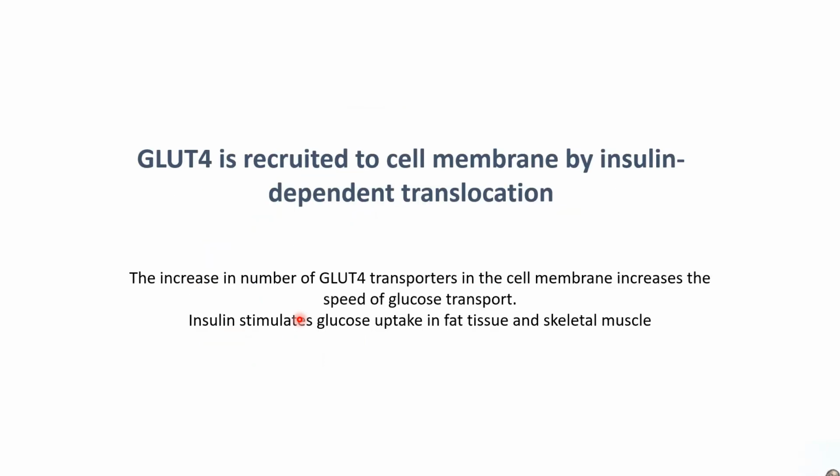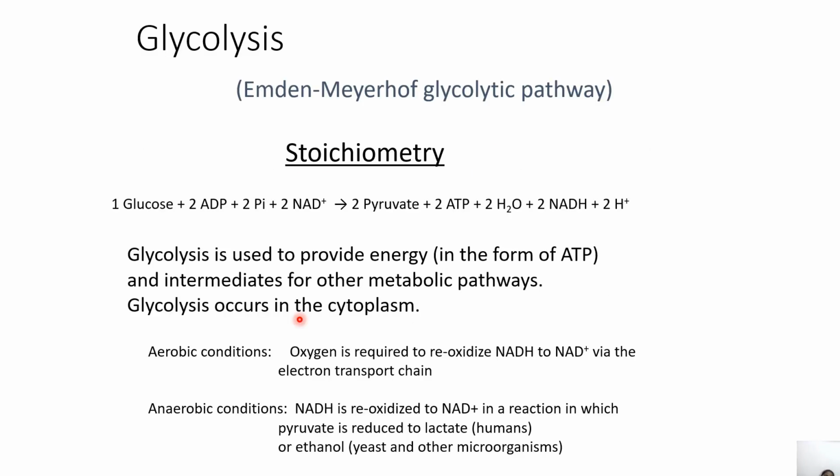Now, GLUT4, as we know, is recruited to the cell membrane by insulin dependent translocation. So the increase in number of GLUT4 transporters in the cell membrane increases the speed of glucose transport. Insulin stimulates glucose uptake in fat tissue and skeletal muscle, right?